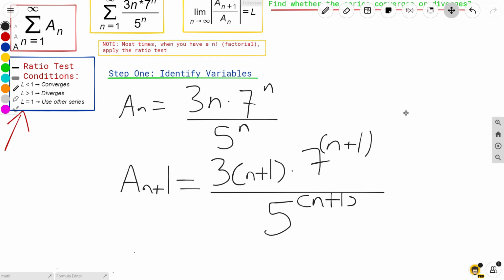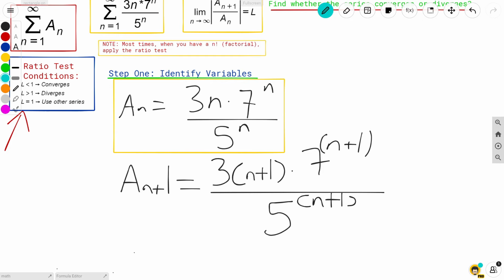So these two terms, I'm going to go ahead and box both of them because they're very important. A sub n, and then we have a sub n plus 1.